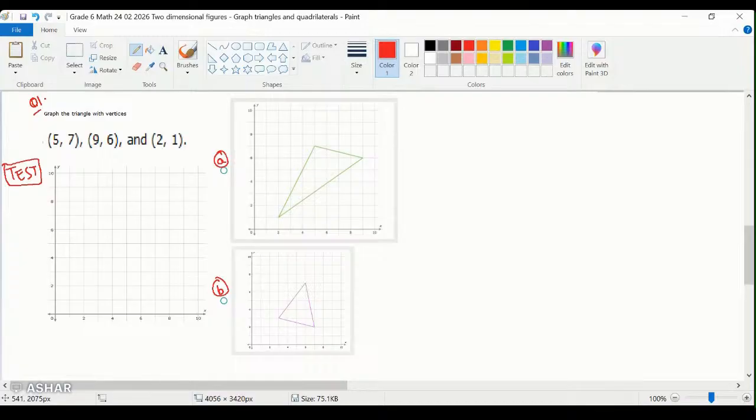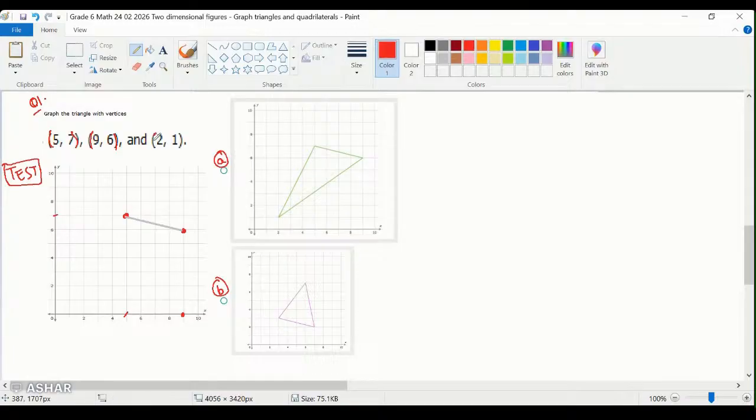What we can do is we can plot the points, right? We can say 5, 7. This is 5. This was 7. This was a common point. Then we have 9 and 6. We had 9 and 6. Just by plotting these 2 points, we know that this line was being formed, right? So which shape has this line? Option A or option B?